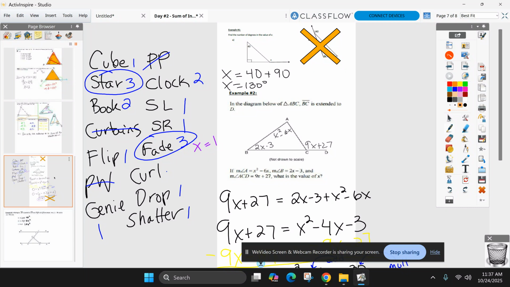Sure, you can do exterior angle equals the two remotes added up. 180 degrees in a triangle. You can also do linear pairs. Alternate interior, corresponding. You can even find a blank angle that I'm not asking for if it helps you get to one of the ones I am asking for.